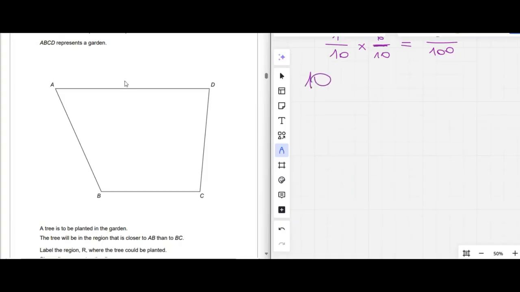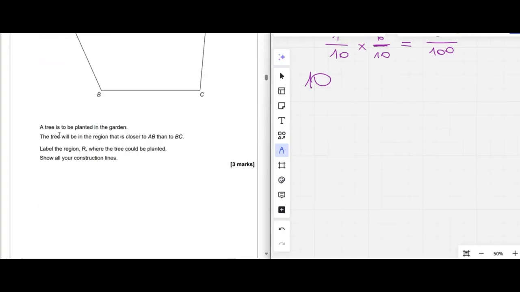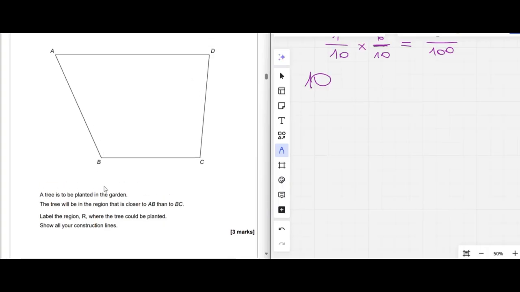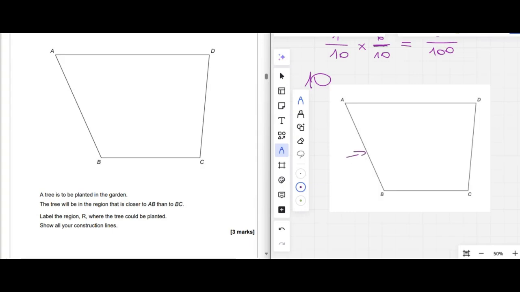In 10th, we should use a ruler and compasses. Okay. A, B, C, D represents a garden. A tree is to be planted in the garden. The tree will be in the region that is closer to AB than to BC. So if the tree should be closer to AB than BC, we need to find a bisector of this angle.